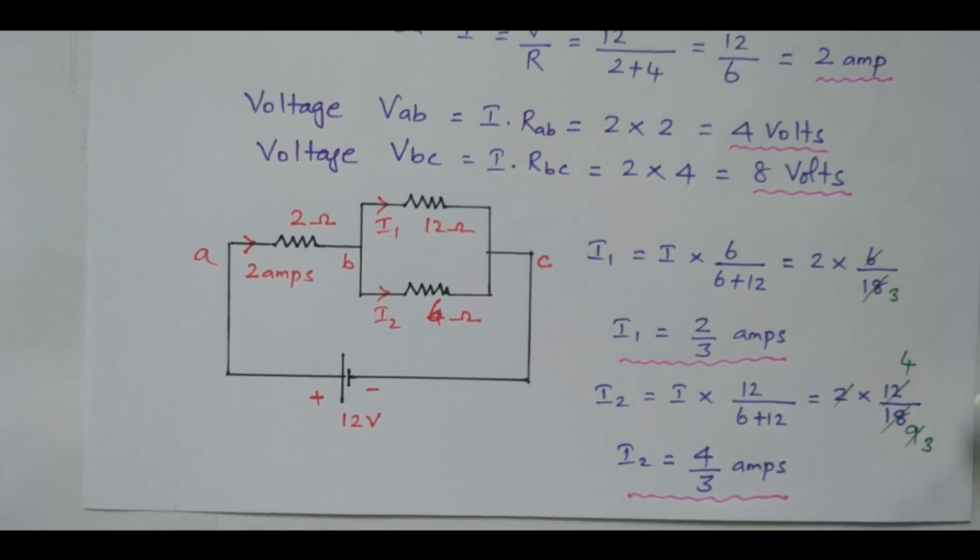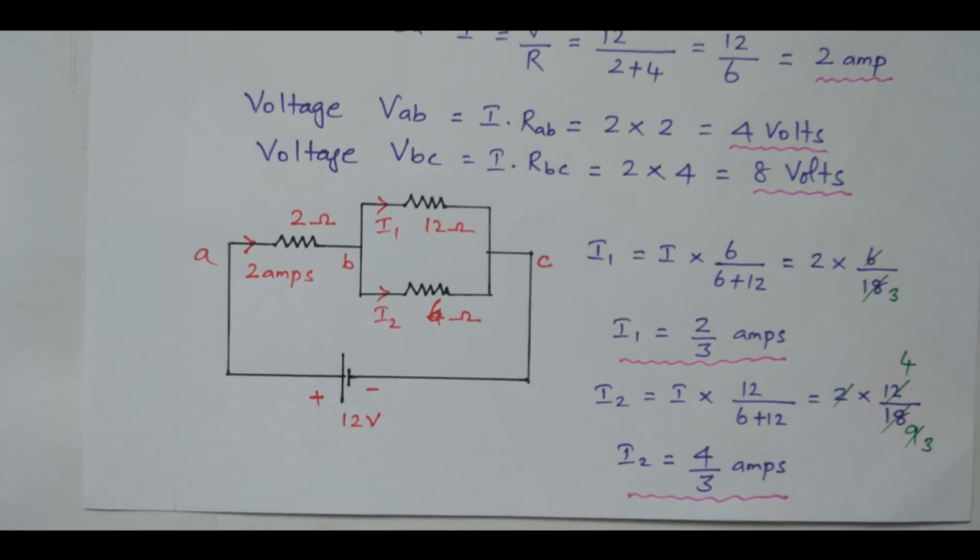Right? So this gets cancelled. This 2 and 18 gives 9 times. This 9 and 12 gives 4 times 3 times. So 4 by 3 amps. So the current will be 4 by 3 amps. If we add these two, we will get the total current of 2 ampere.